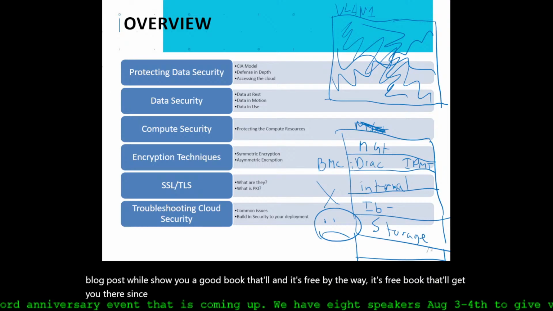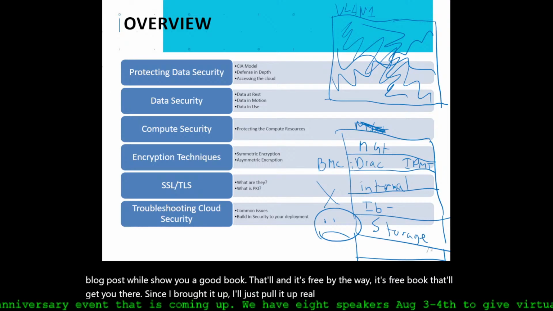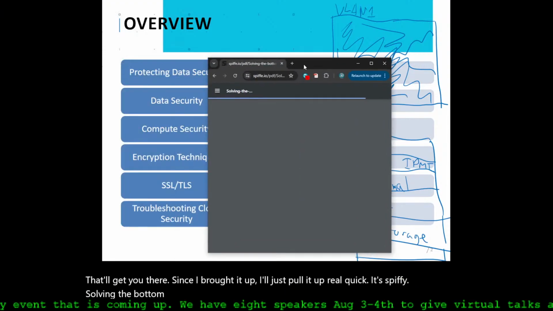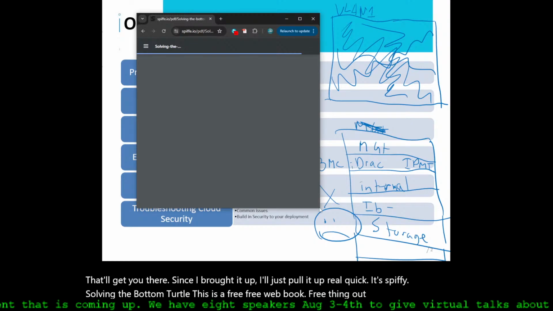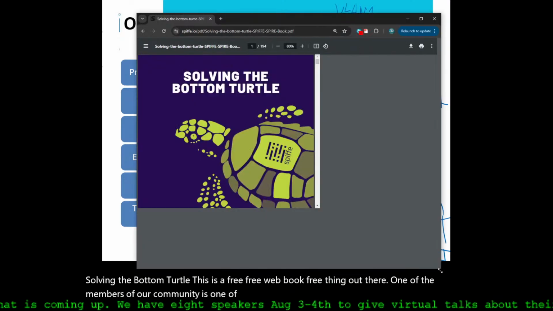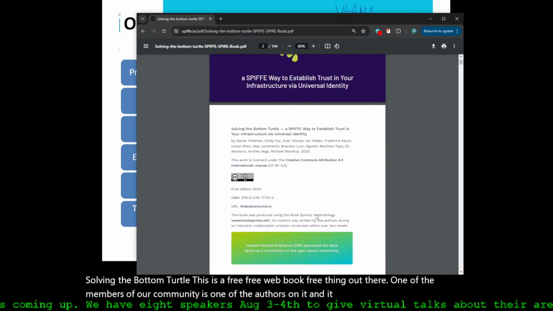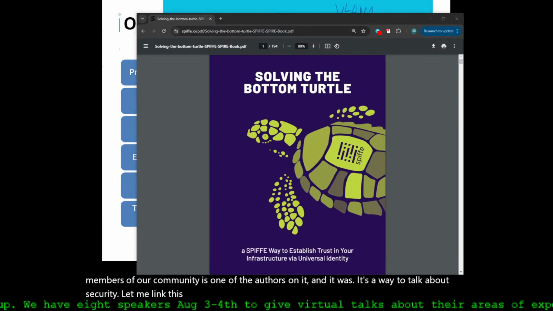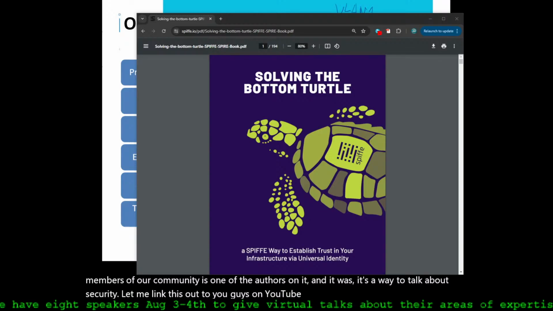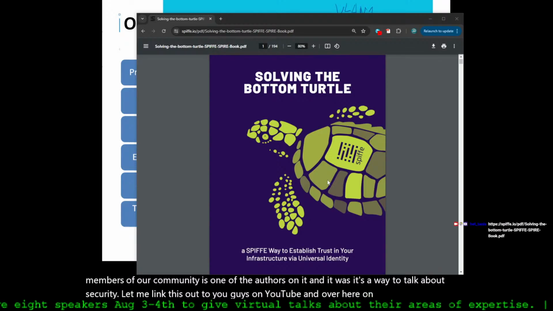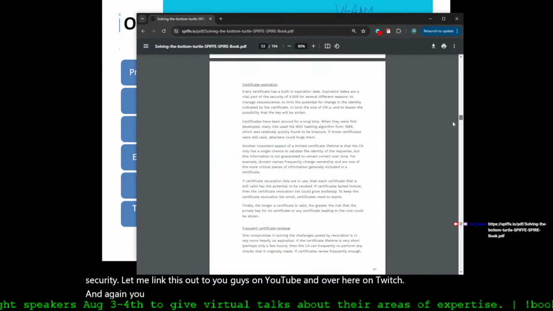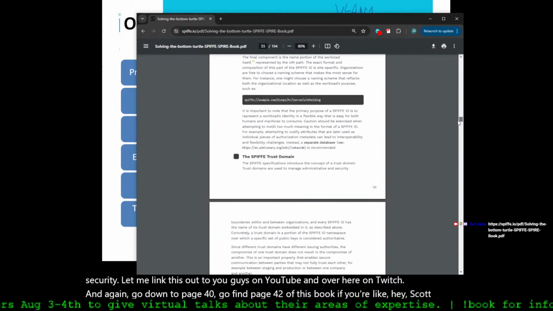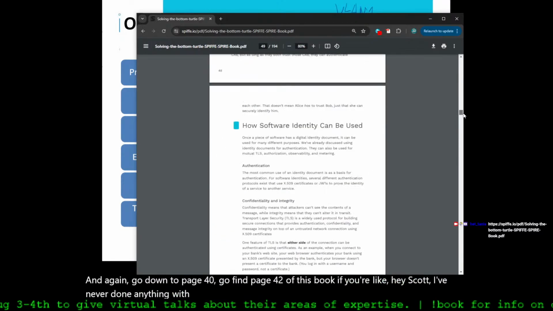Since I brought it up, I'll just pull it up real quick. It's SPIFFE, Solving the Bottom Turtle. This is a free web book, free thing out there. One of the members of our community is one of the authors on it, and it's a way to talk about security. Let me link this out to you guys on YouTube and over here on Twitch. And again, go down to page 40. Go find page 42 of this book. If you're like, hey, Scott, I've never done anything with certificates, it's page 42.